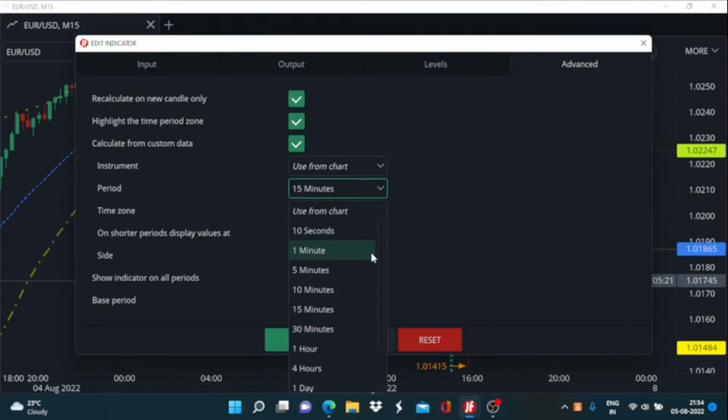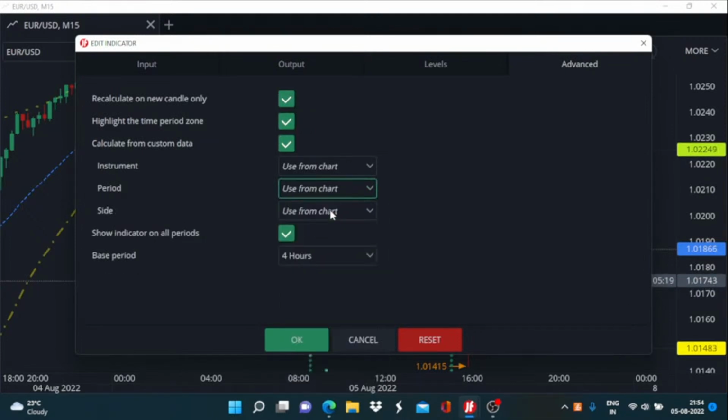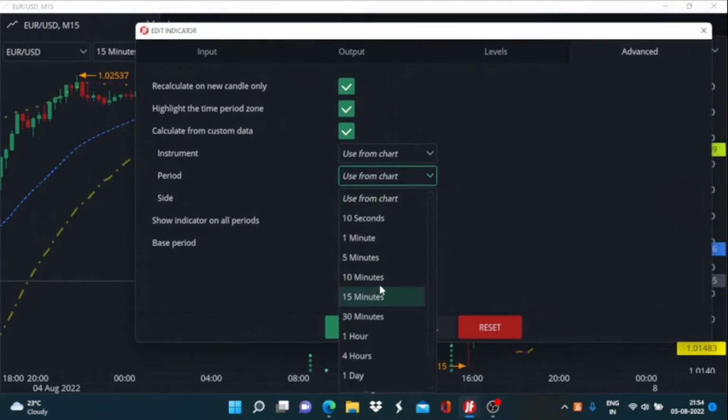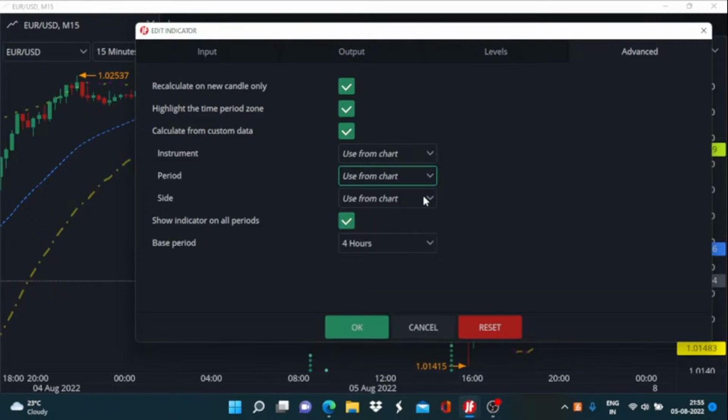And if we go for use from the chart, then whenever we change the candle period from say 15 minutes to half an hour or 1 hour, or for that matter 4 hours, on all those different candle periods the plotting will be done. But if we just opt for one chosen candle period, then there will be no plotting when you change the candle period to another time frame. And coming to the spread side, we can go for two options. We can select the ask or the bid side, or you can simply use it from the chart, whichever is there. So that will be your input price while calculating the indicator's output values.